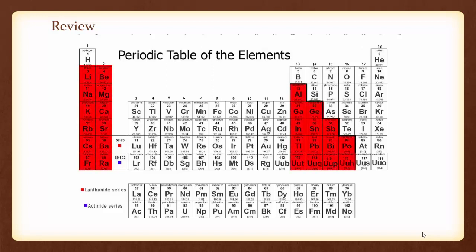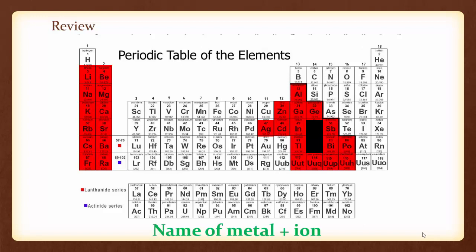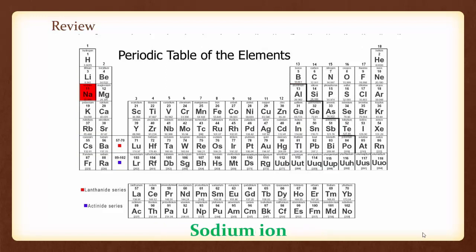For the representative metals, except for tin and lead, but including zinc, silver, and cadmium, in order to name the ion, all you have to do is name the metal and add the word ion. So for example, we have the sodium ion.